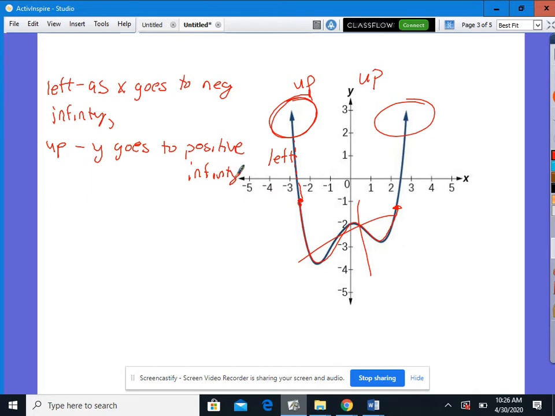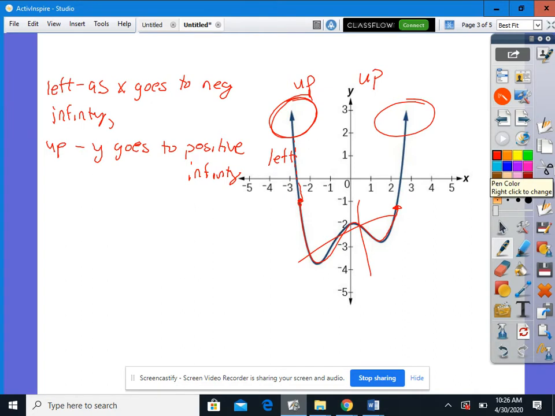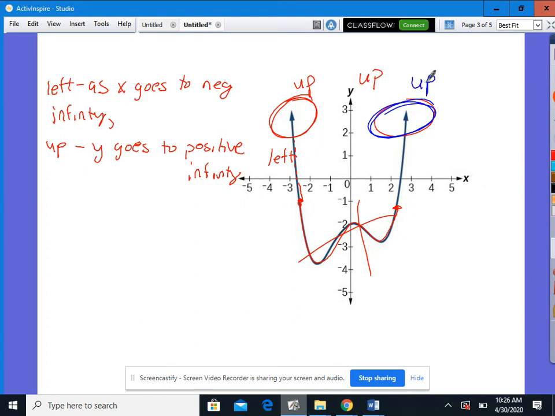Okay, that was describing the left end behavior, what happens on the left-hand side. Now I'm going to change colors here. We'll go with a dark blue. Now we're going to describe this end behavior. What's it doing? It's going up. And which direction is it going? It's going to the right, correct?